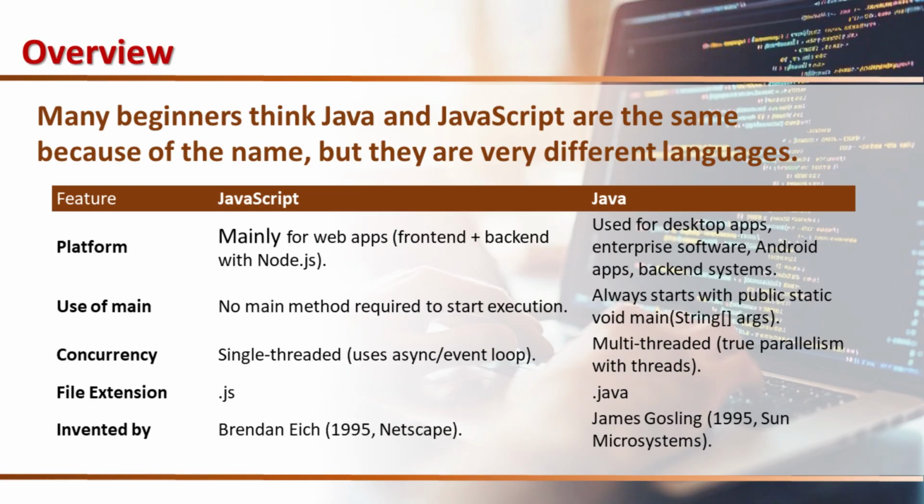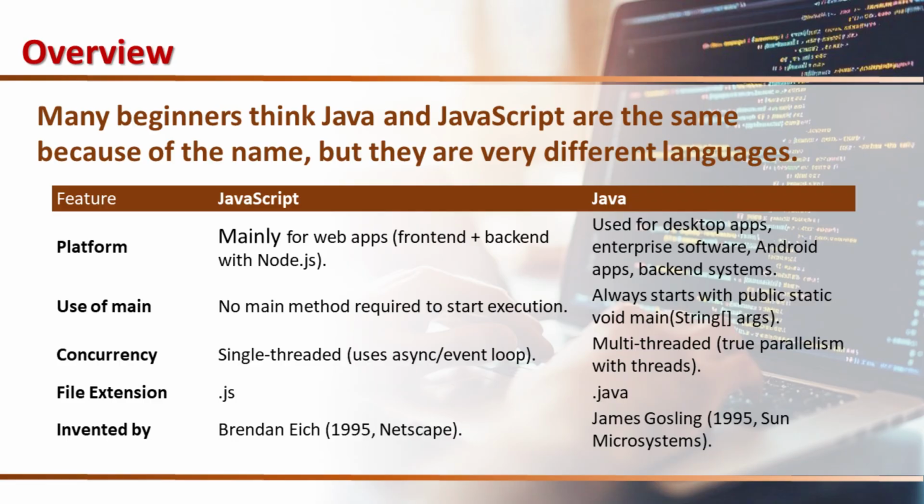In terms of platform, JavaScript is mainly used for web applications, both front-end and back-end development using Node.js. In contrast, Java is used for desktop applications, enterprise software, Android applications, and back-end systems. When it comes to the use of the main method, JavaScript does not require a main method to start execution. In contrast, Java always begins execution with the public static void main(String[] args) method.